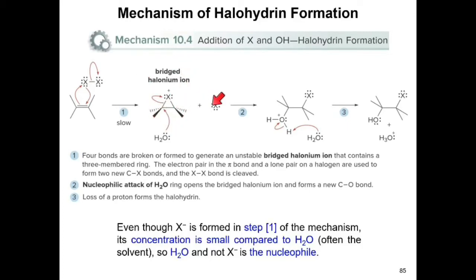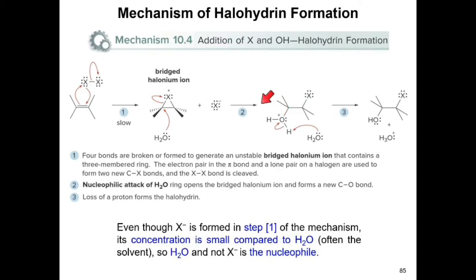The second step here is the attack of the nucleophile. Because water is at a higher concentration than the halide ion, water is acting as a nucleophile. So it will attack one of the carbon atoms, which results in the cleavage of the sigma bond between the carbon atom and the halogen atom. And so what we have here is the addition of the halogen and a water molecule.